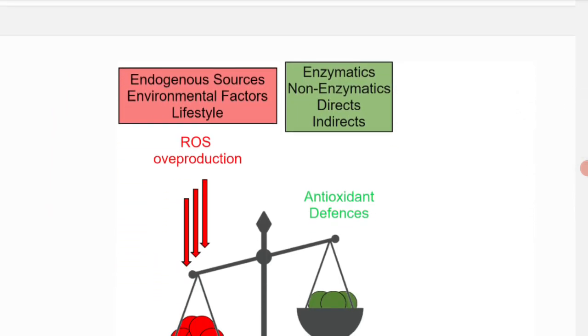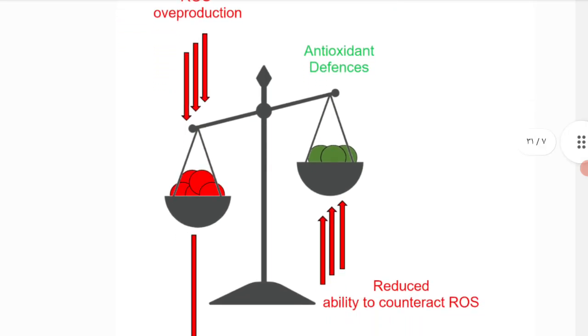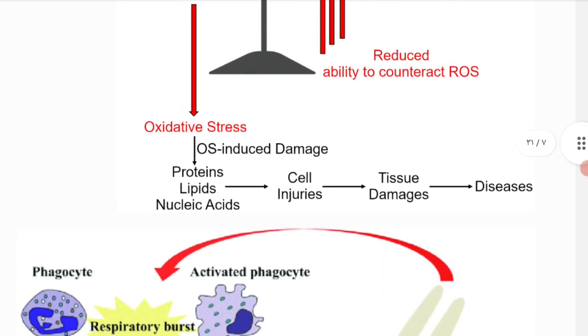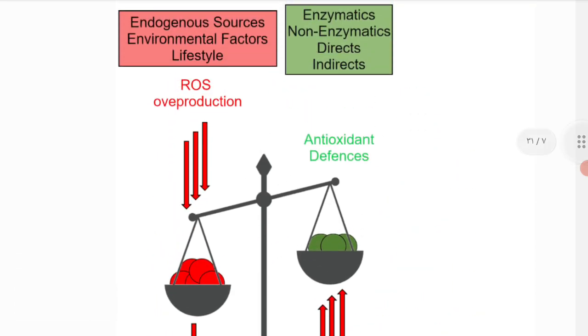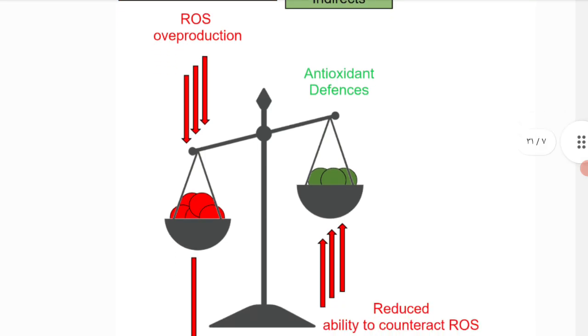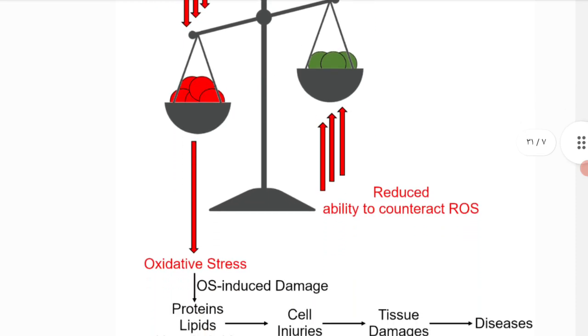Endogenous sources. If endogenous sources and lifestyle factors increase, this will cause ROS overproduction and cause oxidative stress, tissue damage, and disease. While if there is an increase in enzymatic or non-enzymatic, direct or indirect antioxidant defenses, this restores balance and reduces ROS.